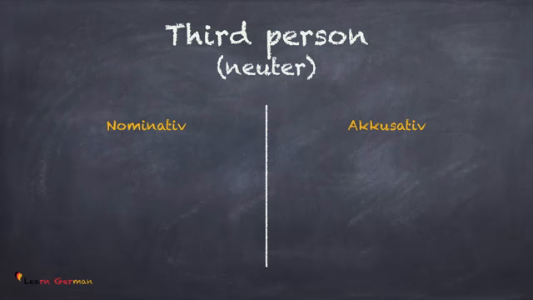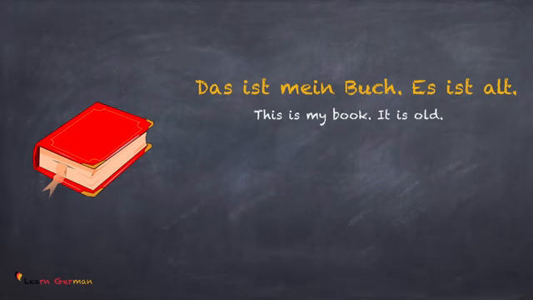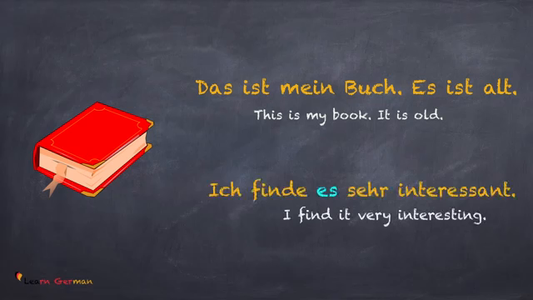Moving on to the third person es. This also remains es in accusative. Let's see how to use it. Das ist mein Buch. Es ist alt. Ich finde es sehr interessant. Here again, ich is my nominative subject and es is my accusative object. Here, es is the accusative for es. Very easy to remember since both of them are the same.